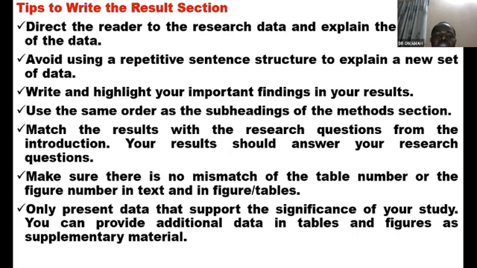Now, make sure that there is no mismatch of table number or figure number in the text. You are discussing table 1 and you are presenting table 2. So at the end of the day, the whole thing is disjointed. Table 1 is about pH. You are discussing pH. But the table you are pointing us to is talking about biological parameters. So people get to do that when they are not so careful about writing their manuscript.